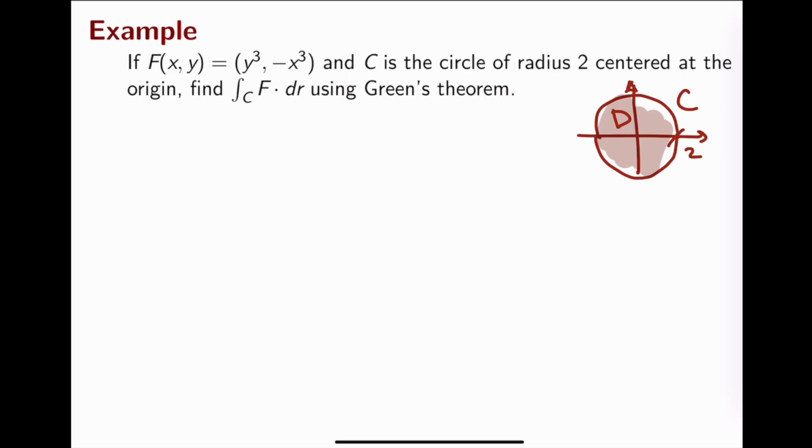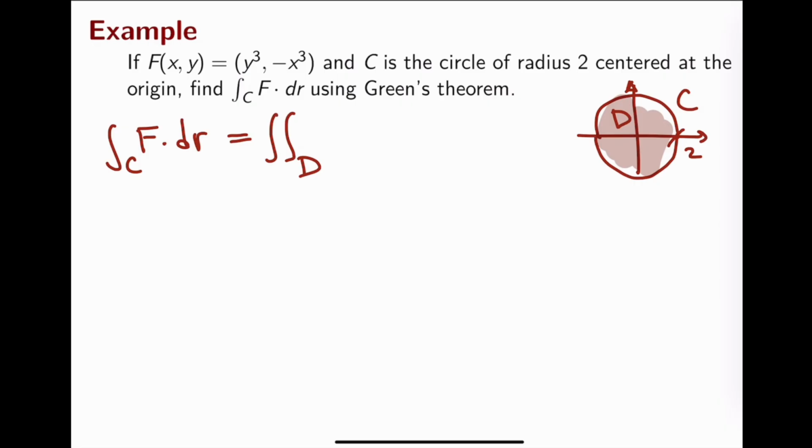Okay, so the integral over C of F dr, according to Green's theorem, is going to be the same thing as calculating the double integral over this domain, right? The thing that is enclosed by the circle. And of what? Well, we have to put the subtraction of the cross derivatives. Well, let's calculate this subtraction.